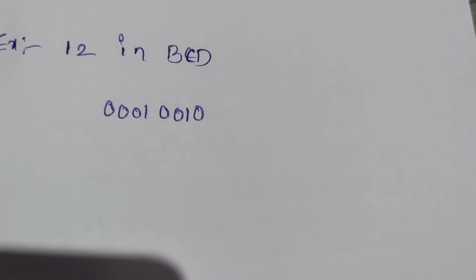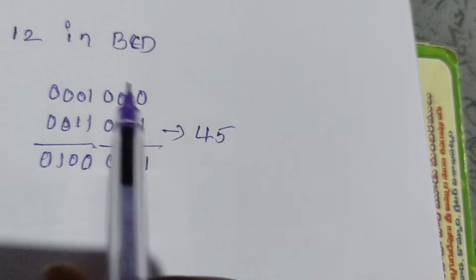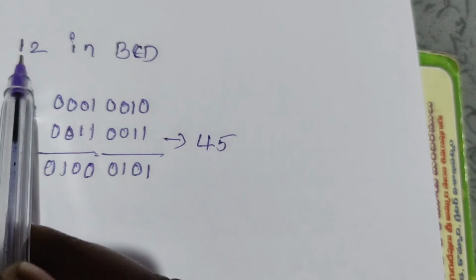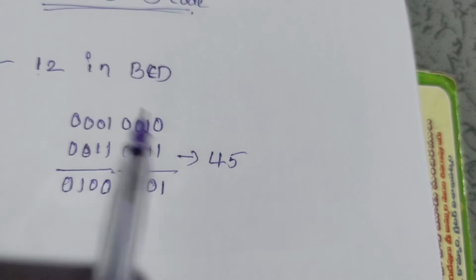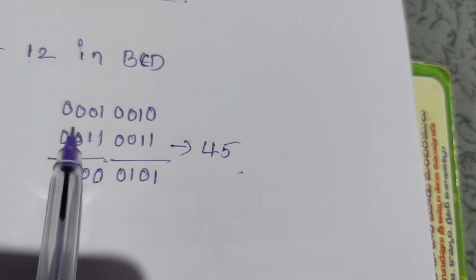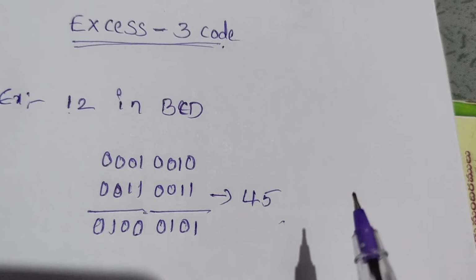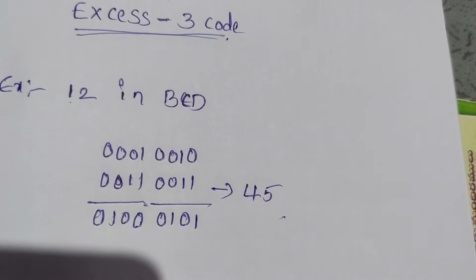XS3 for the 12 is adding 3 to each digit, so we will get 4 and 5. Adding 3 to this 1 is 4, and adding 3 to this 2 is 5. So directly we are adding 3 to this BCD. So XS3 code can be called as modified BCD code.